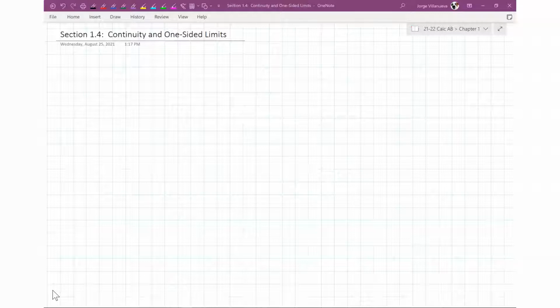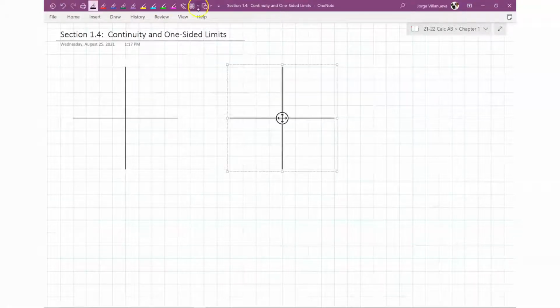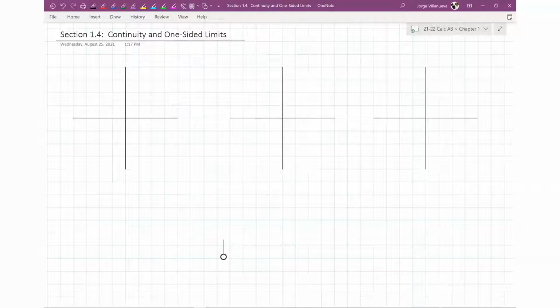So continuity, or to be continuous, means to be unbroken, right? So we can kind of look at like three little quick drawings here. Actually, let me do these in black, but so there's one there, another one there, and just one more. Okay, let me just put some arrows here so at least we know this is a coordinate plane. We're not going to make any tick marks on it.